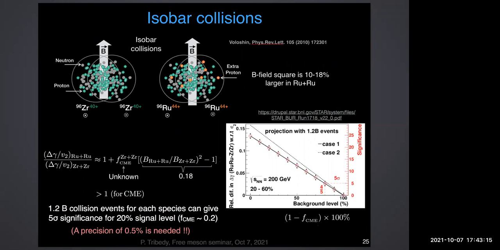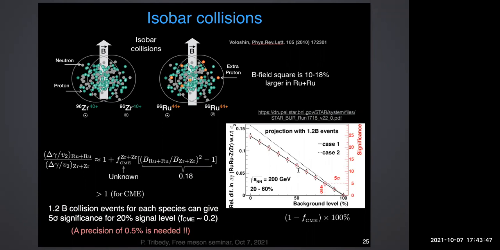We are plotting here 1 minus FCME, which is the background. So basically here is a number. If we have 20% signal, which means FCME is actually 0.2, then 1 minus FCME is 0.8, 80% background. If we have collisions of ruthenium and zirconium, and for each of the collisions we get 1.2 billion events, then we will be able to measure this ratio with 5 sigma significance.